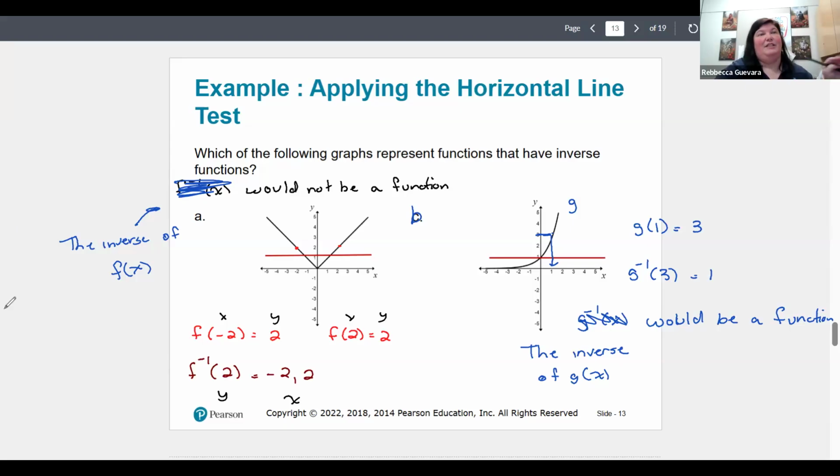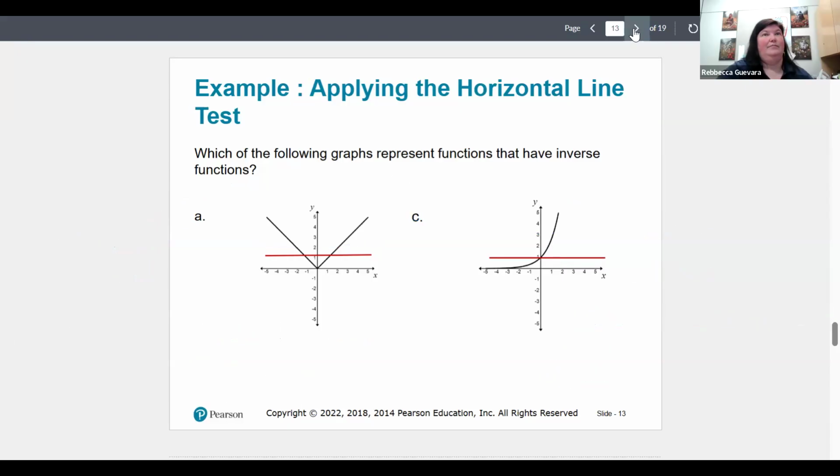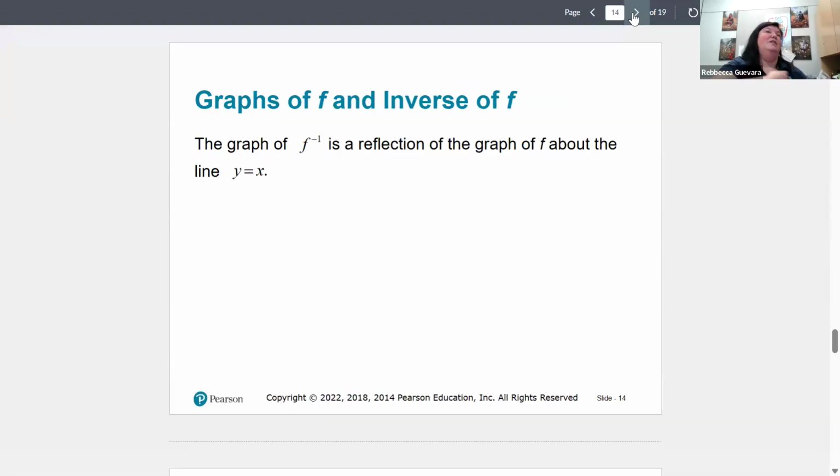So this is what we talk about with the horizontal line test. If I can draw a line horizontally and I hit more than once, that means that when I look at my inverse relationship, I'm going to have an input that's going to give me 2 outputs. So the graph of your f inverse is going to be a reflection of f about the line y equals x.